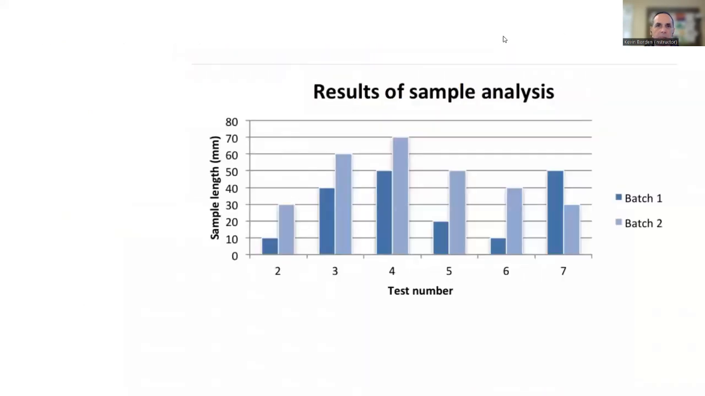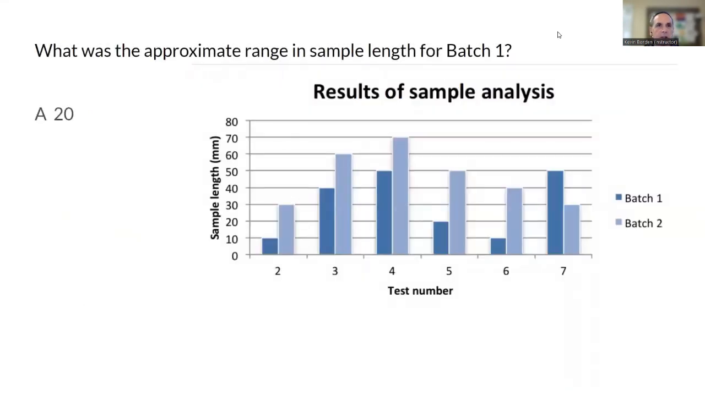Next problem. Here's that chart again. What was the approximate range in sample length for batch 1? Hopefully you remember what range is. Pause the video, work on your solution, and return to see the answer.